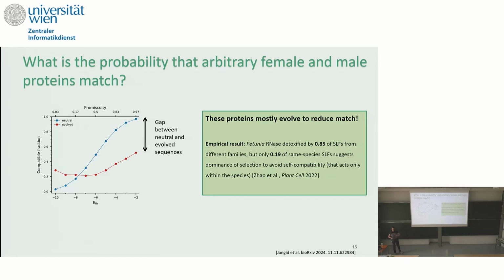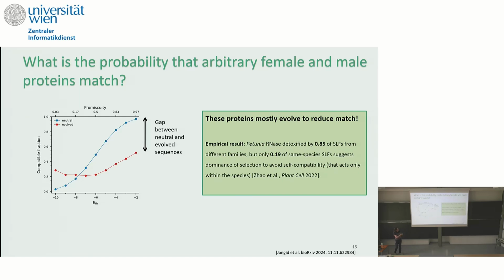Okay, so below these thresholds, sequences are considered matching. So for the neutral ones, it's very simple. The higher the E threshold, the higher the probability that they match, of course. And as you see, we simulated almost the entire range from 0 to 1 probability of match.